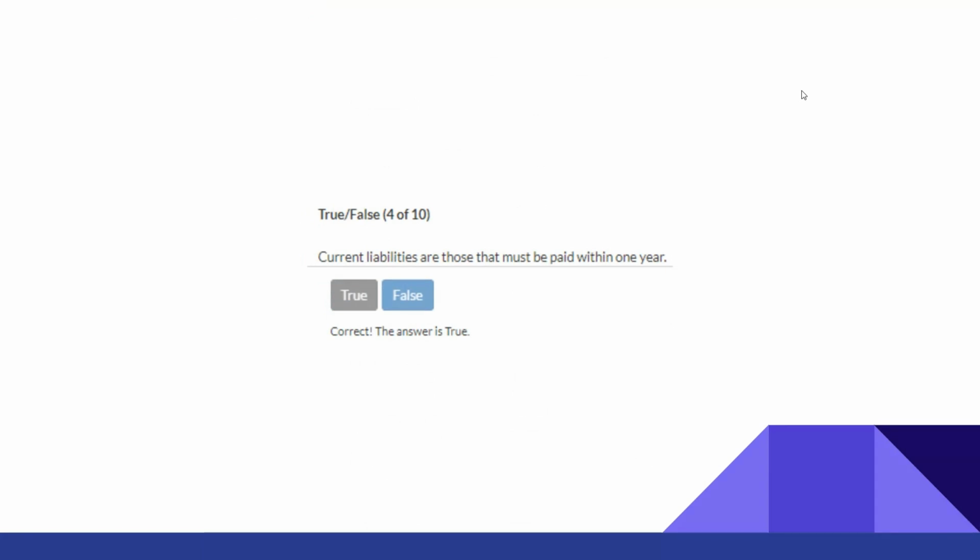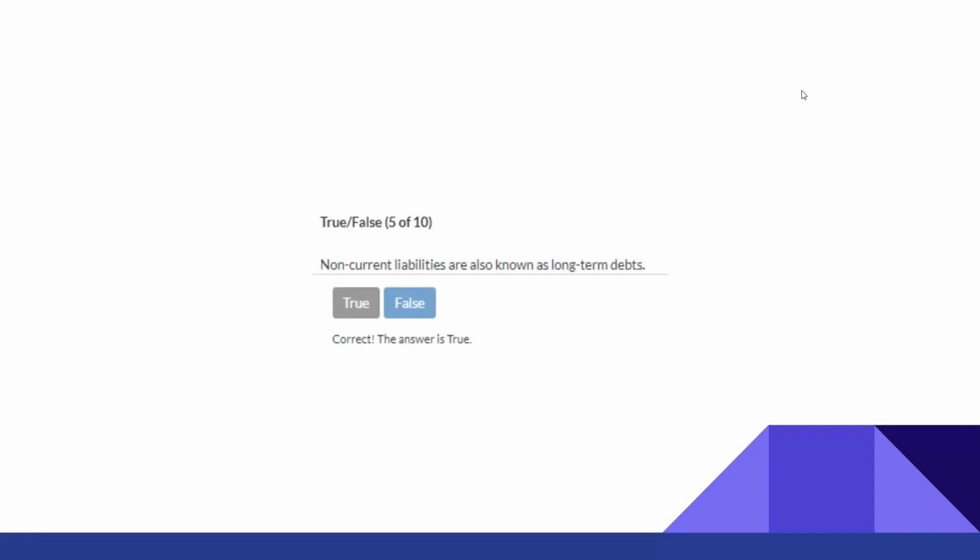Current liabilities are those that must be paid within 1 year. True or false? Correct answer is true. Non-current liabilities are also known as long-term debts. True or false? Correct answer is true.